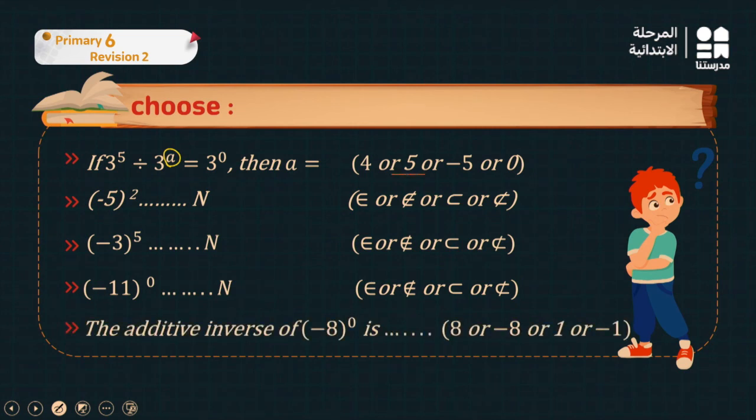Here I have negative 5 to the power of 2. Of course, I have to answer it first. This is an even power, so it will be a positive base. So I have a positive base, it belongs to N. Negative 3 to the power of 5 is an odd power, so I keep the negative as it is, so it does not belong to N. Negative 11 to the power of 0, of course, will be 1. 1 belongs to N. The additive inverse of negative 8 to the power of 0, which is 1: so negative 1 is its additive inverse, it will be a positive 1.